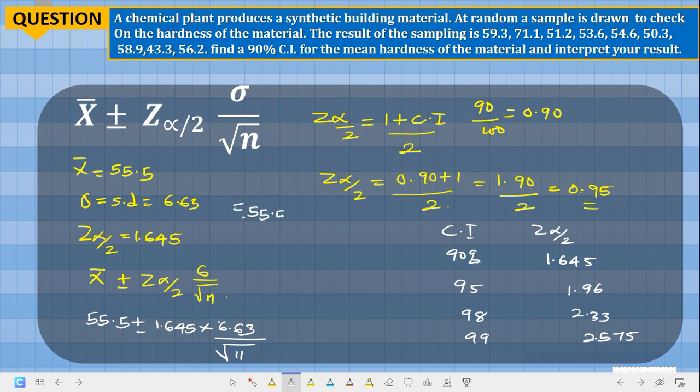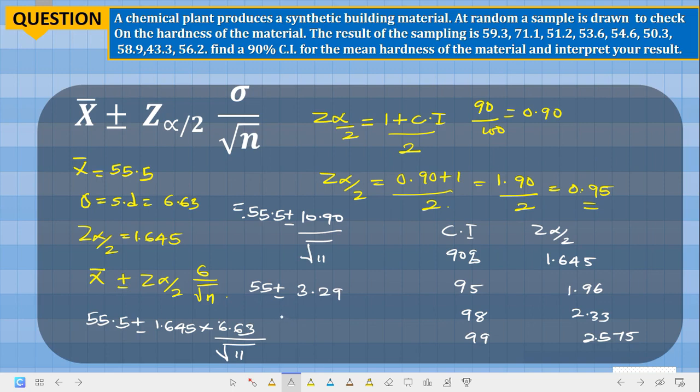55.5 plus or minus 1.645 times 6.63 divided by root 11. When you multiply this, it is going to give us 10.90 divided by root of 11. Then 55 plus or minus 10.90 divided by 3.31 is going to give us 3.29.